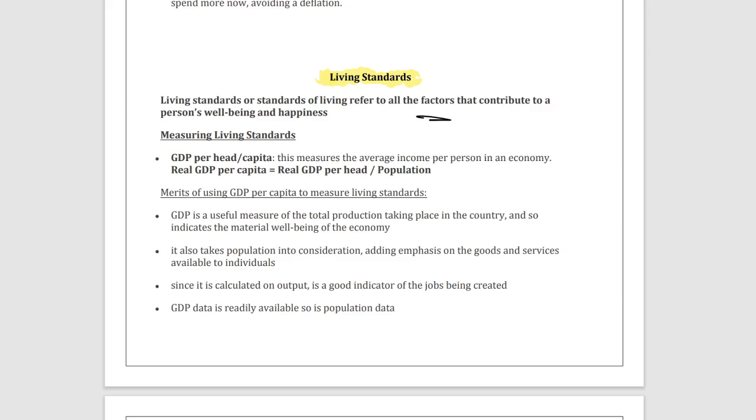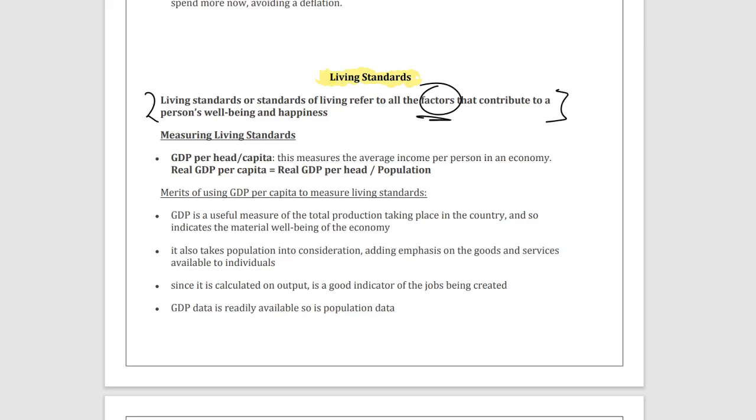Like you should already know that poverty rate varies from country to country. There you go, you already know something from the topic. But regardless, you still have to do this syllabus, because economics has its own terms that you need to have a look at. So what is living standards? Living standards refers to all the factors that contribute to a person's well-being and happiness. That is what we mean by living standards.